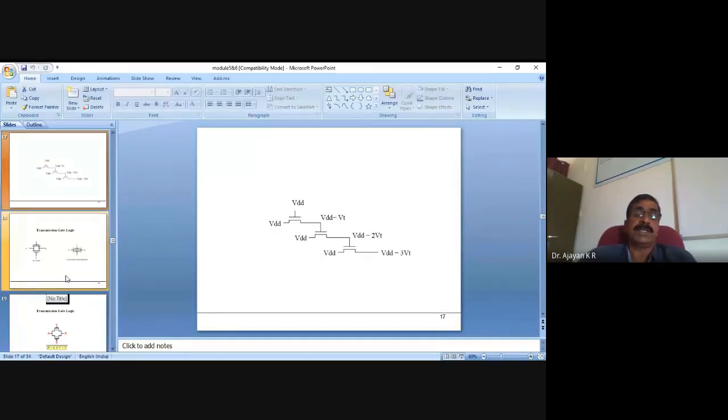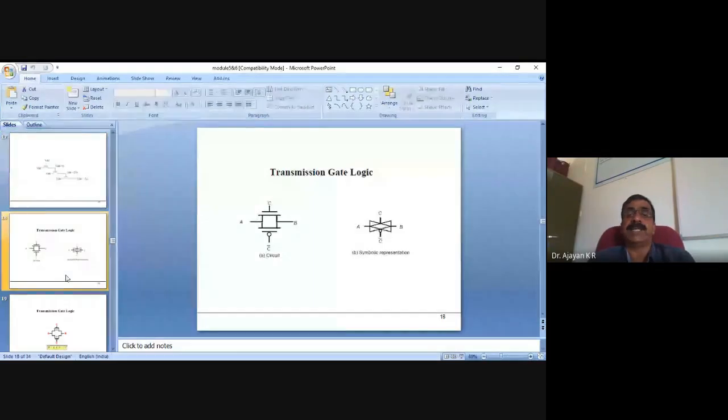A solution for this is we will go for transmission gate logic. What is a transmission gate? One thing is CMOS, you know. What is CMOS? It is complementary MOS. When a PMOS is created, by default an NMOS will be generated. Or when an NMOS is created, by default a PMOS will be generated because they appear in pairs.